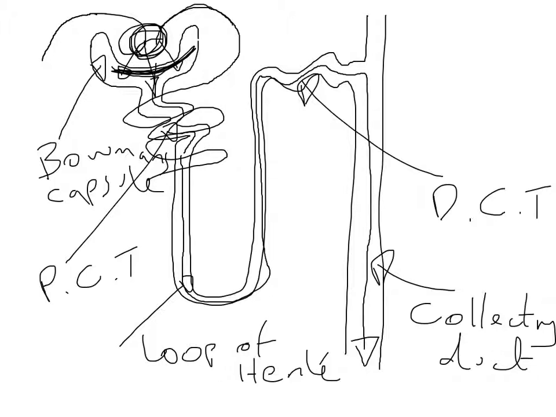Now this describes one of the main functions of the kidney, that it filters the blood and removes any waste products from it, such as urea. However, it also plays another important role. It's involved in controlling the water content of the blood. In other words, it's involved in osmoregulation. Now the hormone involved in osmoregulation is called ADH, antidiuretic hormone.